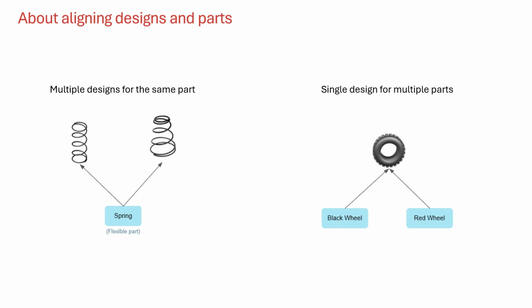So here's an example. In the first case, we have multiple designs for the same part, which are flexible parts. It could be springs or tubes or harnesses. They can have multiple designs, but the part is the same. In the other case, where we have a single design but multiple parts, we have a wheel which has multiple colors, black or red. So it's the same design but multiple parts.